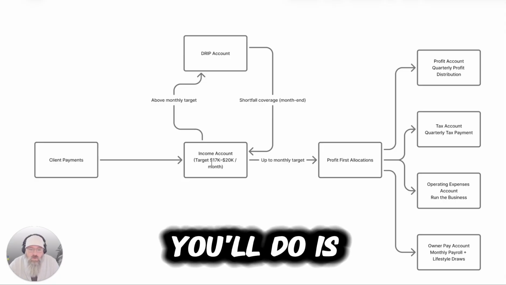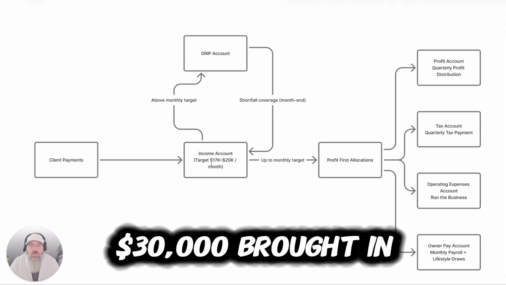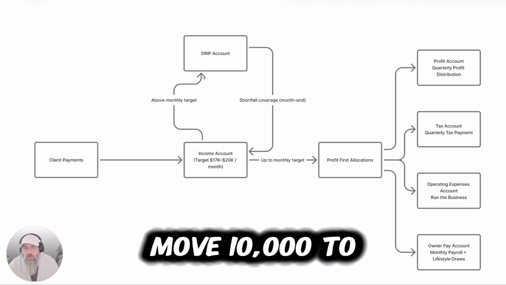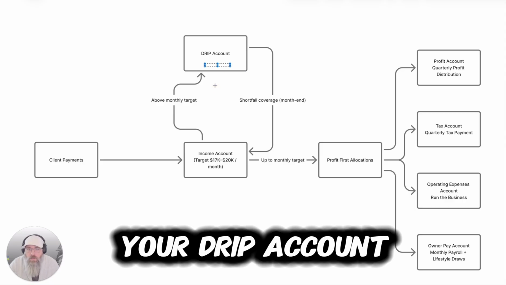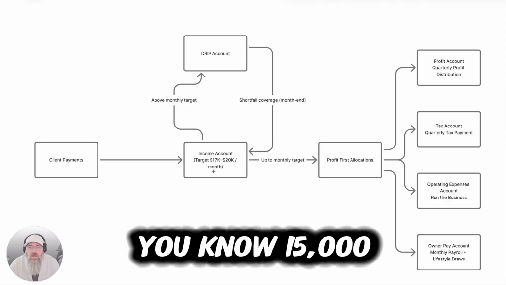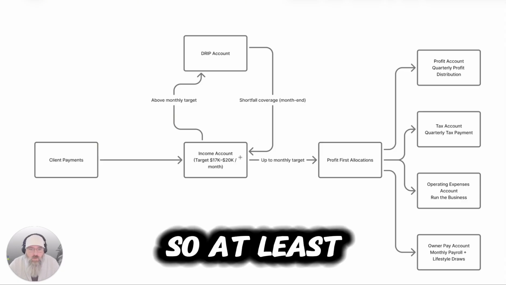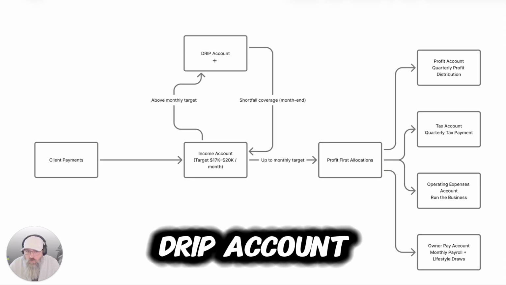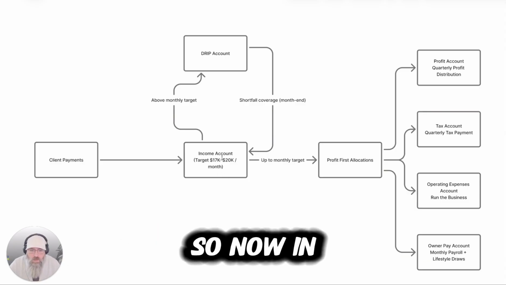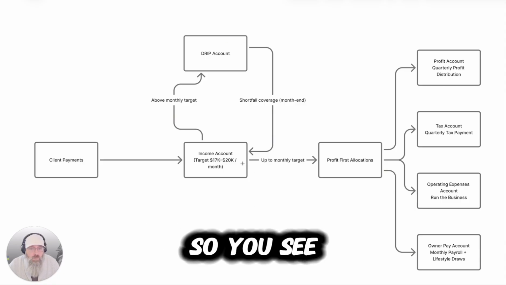Let's say, for example, you have one month that has $30,000 brought in, and you want to keep 20 as your target. So you're going to move 10,000 to your drip account. Then the next month, maybe you only had 15,000 come in, so maybe you're going to take two, right? So you'd have a balance of $8,000 in your drip account. Now the next month, maybe you again only brought in 13. So now in order to get to your minimum allocation, you need to grab another four. So you see how this works.